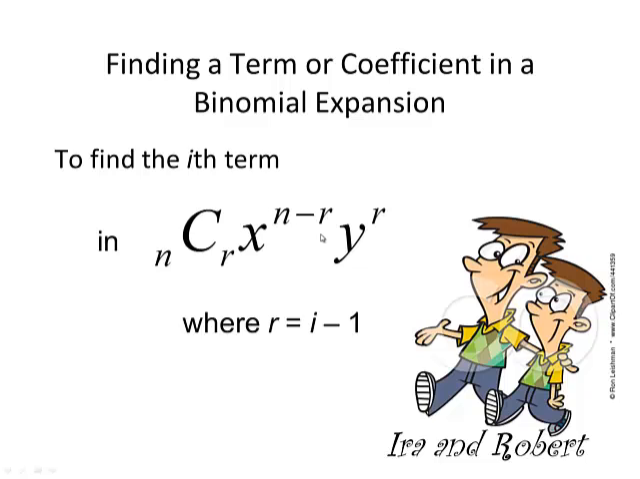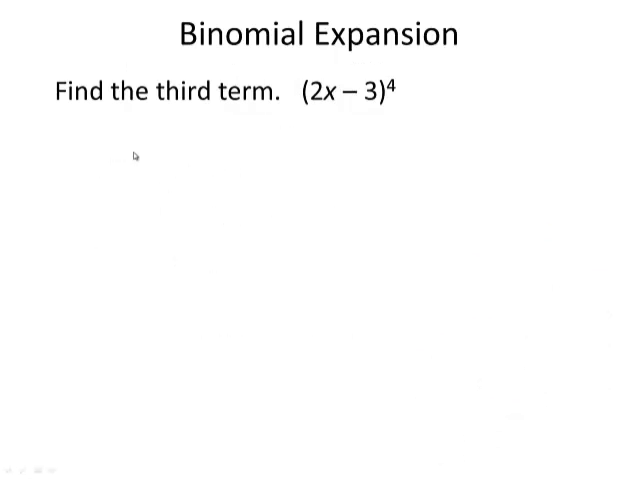Okay. So let's see this in action here. What do I really mean to find the ith term? Find the third term. So this is the i. Okay, this is i. So find the third term. We know the n is 4.